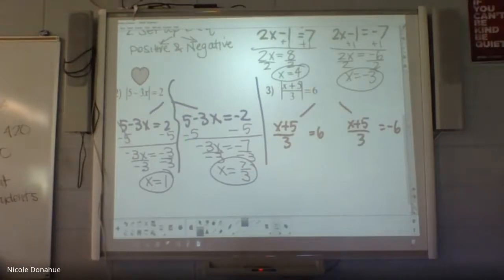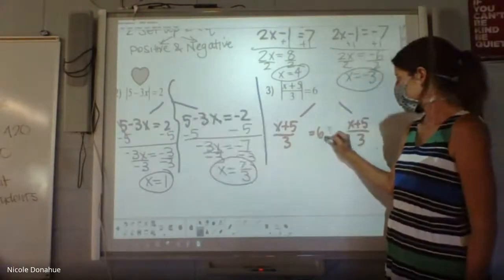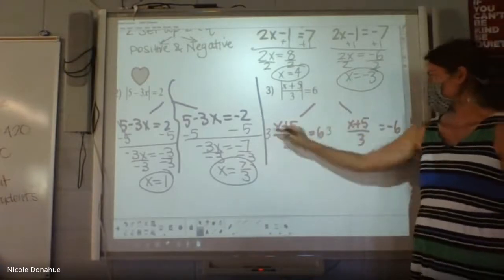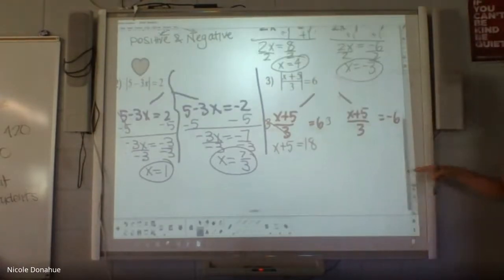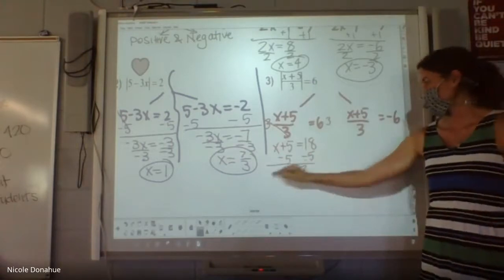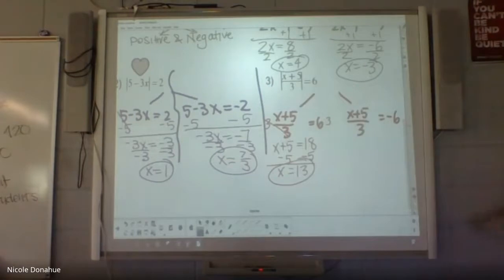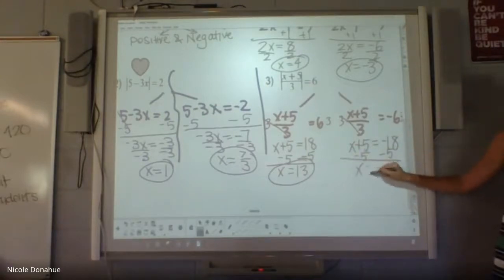What's our first step on this kind, guys? We're going to multiply by 3 to begin with. So this will cancel. We have 18 there. X is 13. Then this one times by 3. Move that 5 over. This one's going to be a negative 23.